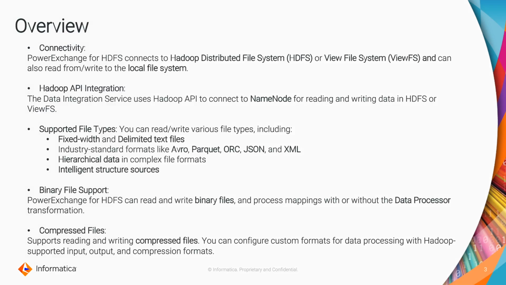Let's see the overview. PowerExchange for HDFS connects to both HDFS and ViewFS as well as the local file system. It uses the Hadoop API to interact with the name node for reading and writing the data. It supports a wide range of file systems from fixed width and delimited text file to industry standard formats like Avro, Parquet, ORC, JSON, and XML, including hierarchical data. You can also work with binary files with or without data processor transformation. Additionally, it handles compressed files, allowing you to configure custom formats that Hadoop supports.